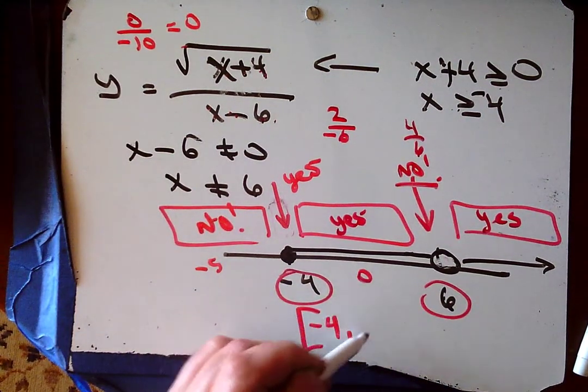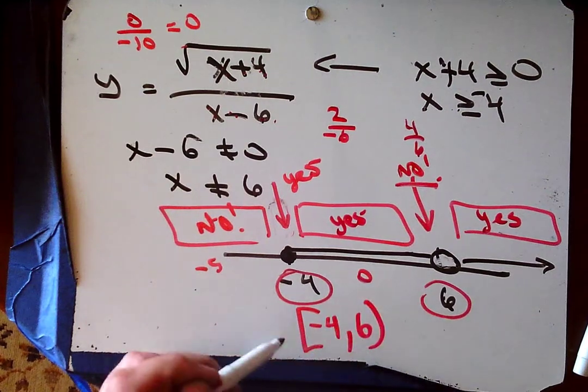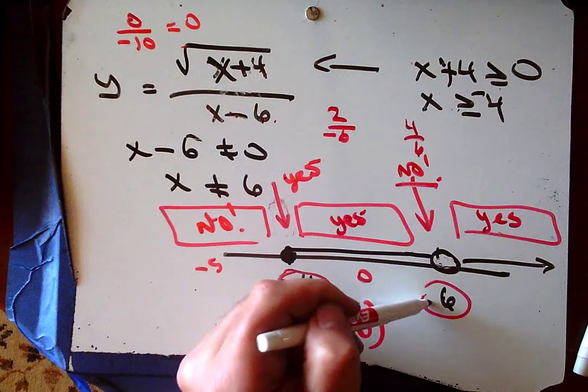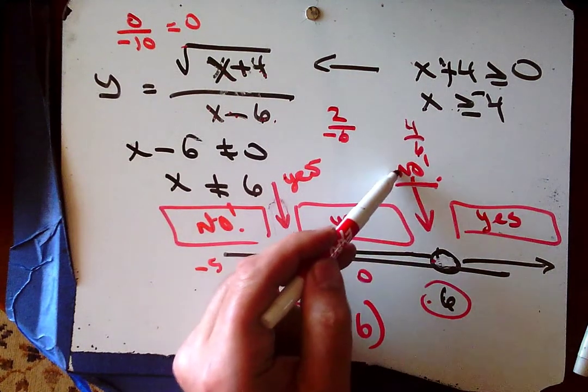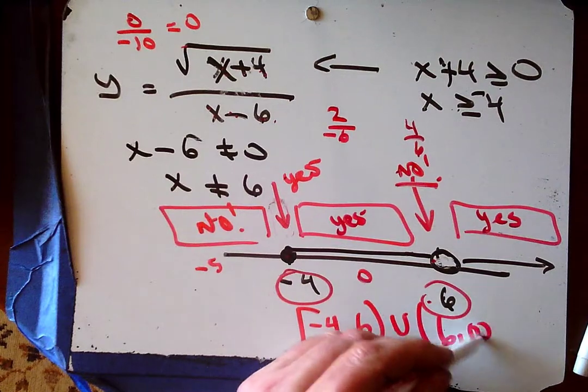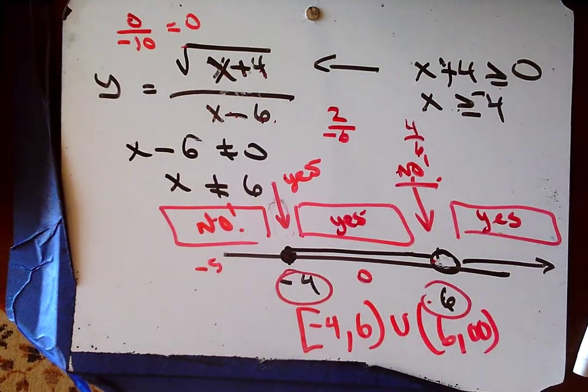So what does my domain look like here? It goes from negative 4 to 6. Negative 4 is included because it was a yes. 6 is not included because I got a no. Union 6 to infinity. Okay?